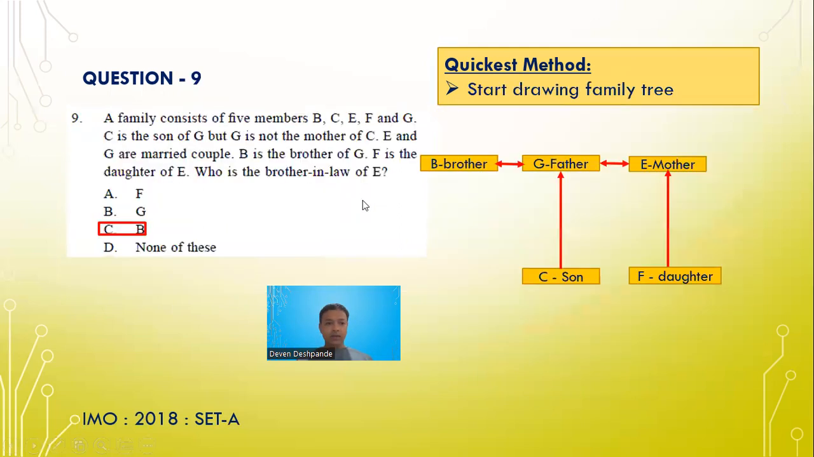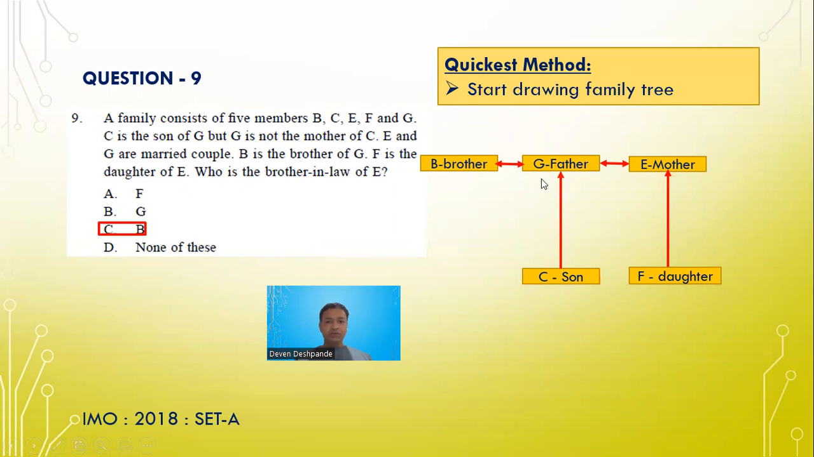Next one, a family consists of 5 members B, C, E, F, and G. C is the son of G, but G is not the mother of C. So C is the son of G, but G is not the mother. Then who is G? G is the father. E and G are a married couple. So this is father, and then E is the mother.